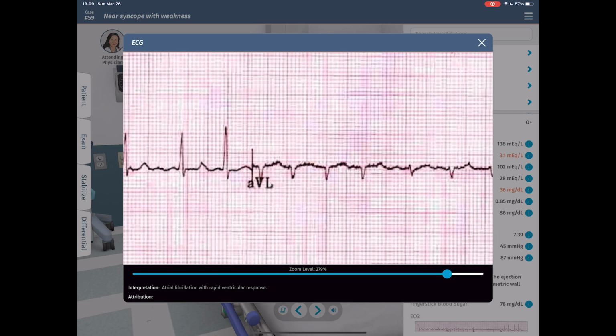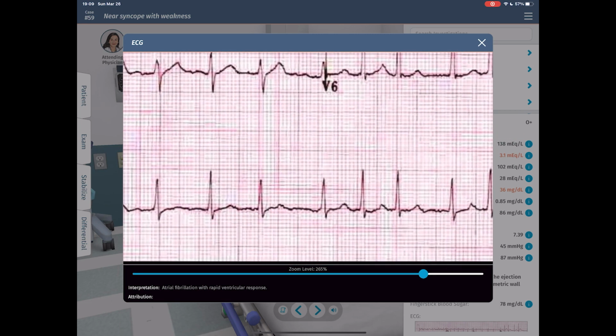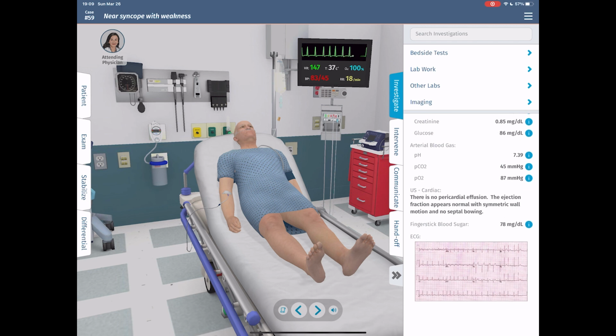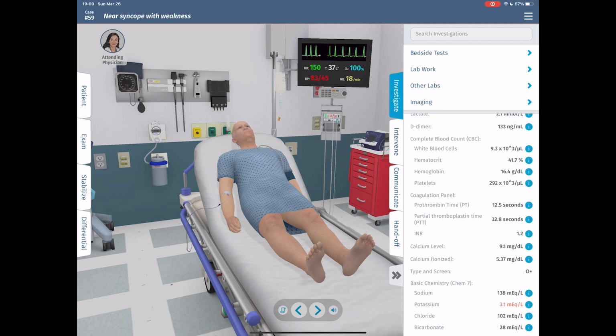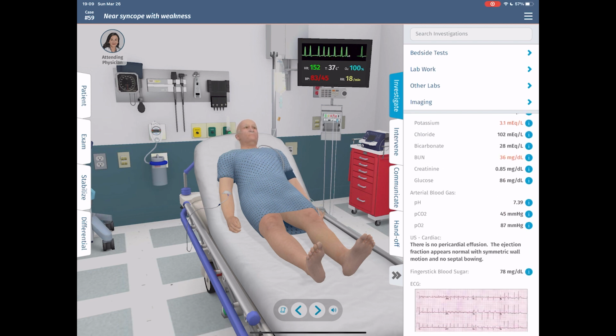And if you really wanted to dig into interpreting this yourself, or you can also look at the bottom corner there, and it says interpretation, atrial fibrillation with rapid ventricular response. I would take that to mean he needs to be cardioverted, because he looks like he's unstable. His heart rate's 150, his blood pressure is 83. And if you recall, we did give him some fluid, and it didn't really do too much for him.